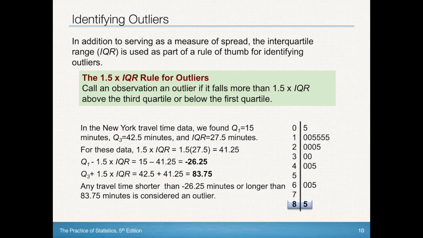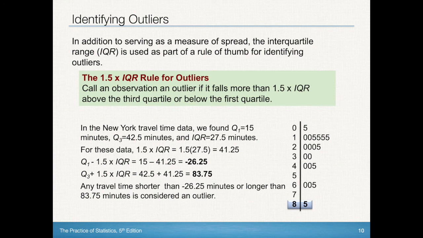So what do we do then? We take the first quartile and we subtract the 1.5 IQR because we are trying to move that lower bound even lower. With our third quartile, now we're going to add the 1.5 IQR because we are going to take that upper limit and we're going to move it even farther. And now what we can do is we can say that any values that are lower than negative 26.25 minutes or higher than 83.75 minutes, we're going to consider that an outlier.